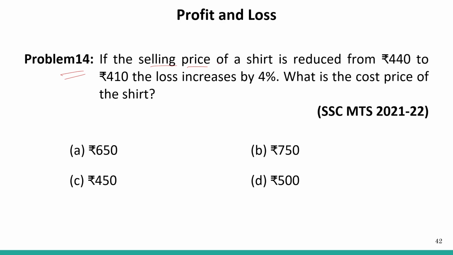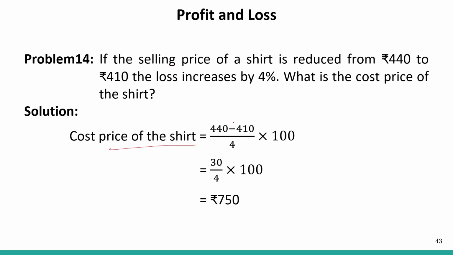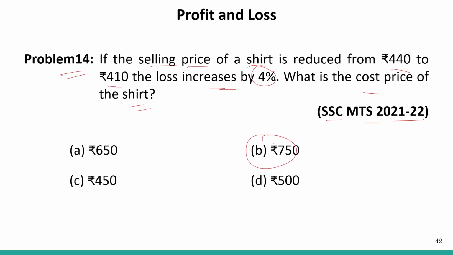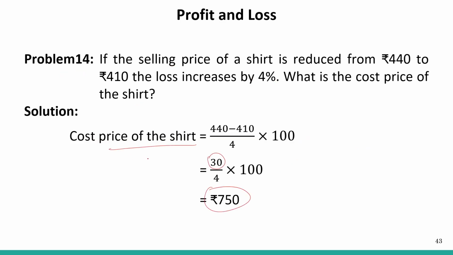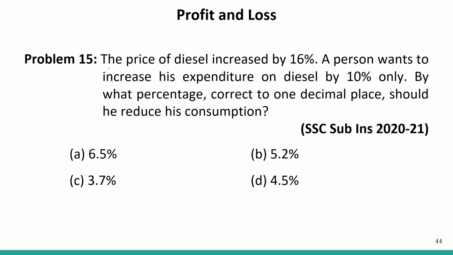If the selling price of a shirt is reduced from 440 to 410, the loss increases by 4%. Then what is the cost price of that shirt? This question has appeared in the SSC MTS 2021-22 paper. So the cost price of the shirt is equal to 440 minus 410 by 4 into 100. So 30 by 4 into 100 is equal to 750 rupees. So the cost price will be 750 rupees. So 750 is the correct answer here. D, C and A are all wrong answers. So let's see problem number 15.